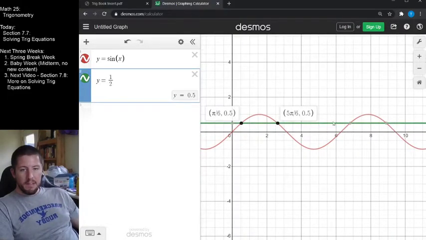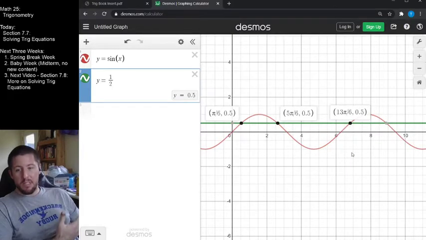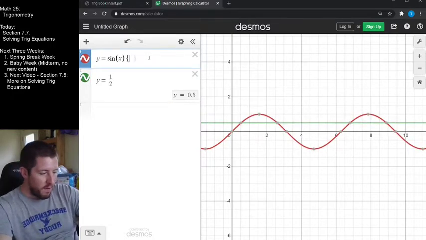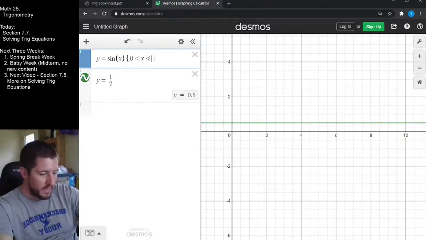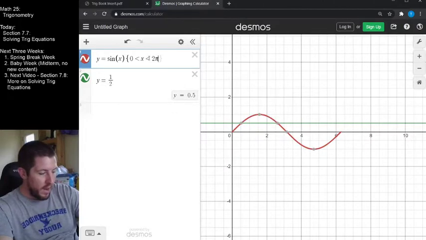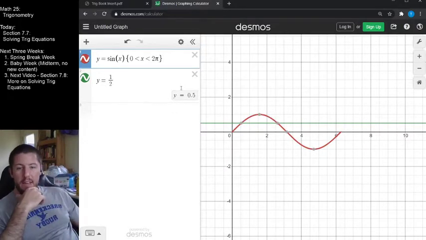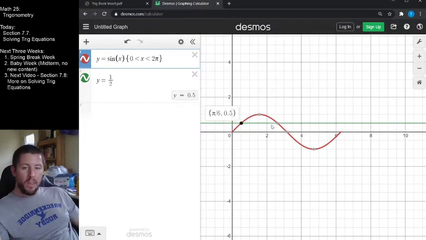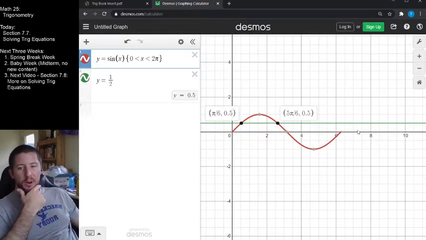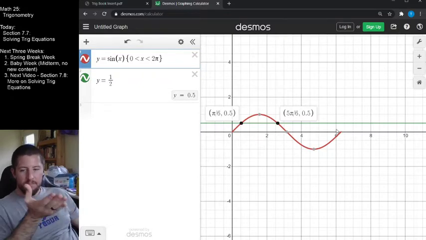Oh, look, pi/6 and 5 pi/6. And our next one, 13 pi/6. That's more than 2 pi. So that's not what I was interested in there, right? Maybe I could even go so far as to say 0 less than x less than 2 pi. And now I can see there's my domain I've added in there. And it looks like we only hit it twice. We would have to go beyond 2 pi to hit it a third time out there. So good graphical justification of our answer here in Desmos, right?